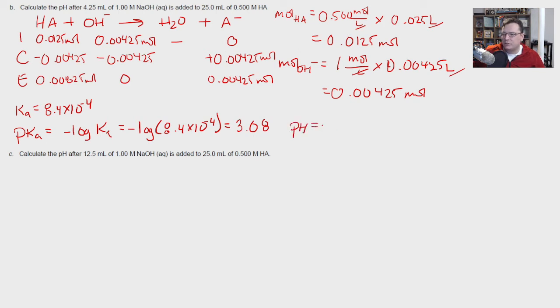So the pH is equal to the pKa, what is it again? I can't remember off the top of my head. I know for exams you'll have the cheat sheet, and I would always recommend putting it on there. So it's the pKa plus the log of the concentration of A minus over HA.